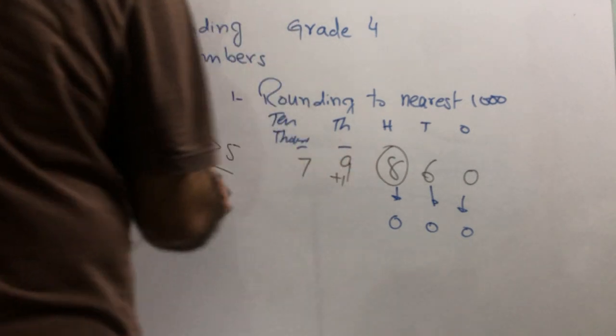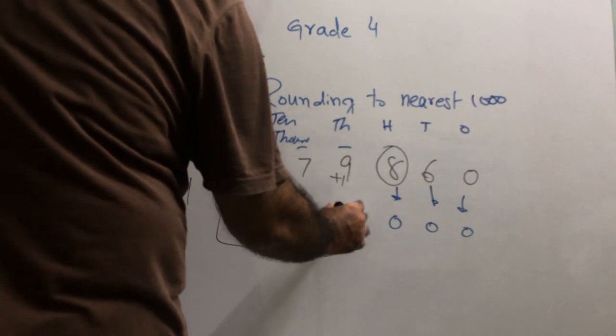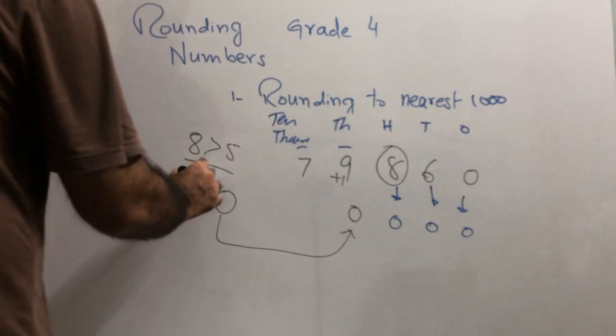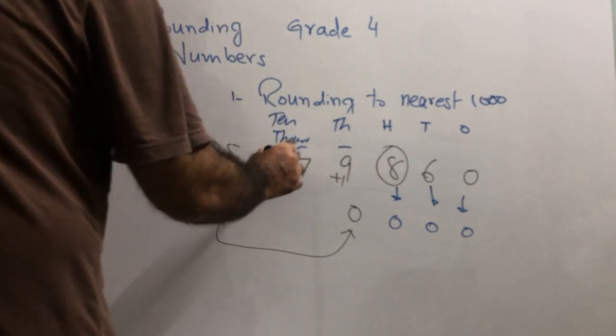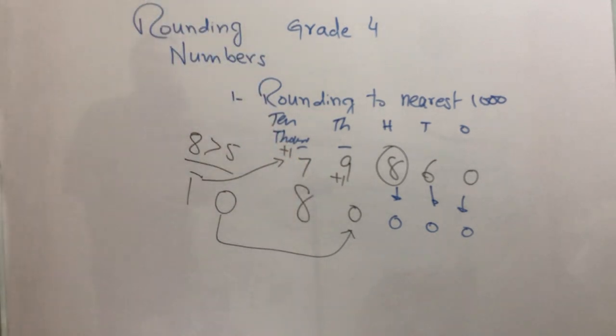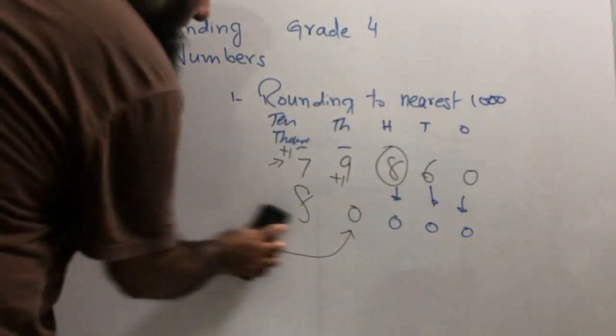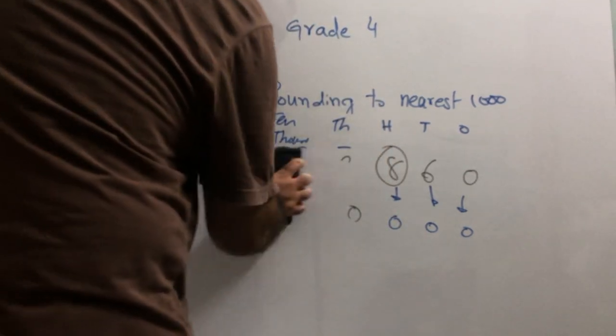It becomes 9 plus 1, 10. This 0 will occupy this place, and this 1 will be carried forward and added to the 7. 7 plus 1 is 8, so it becomes 80,000. The original number was 79,860. When we decided to round to the nearest thousand, we got the answer 80,000. We followed the rules and hit the target.